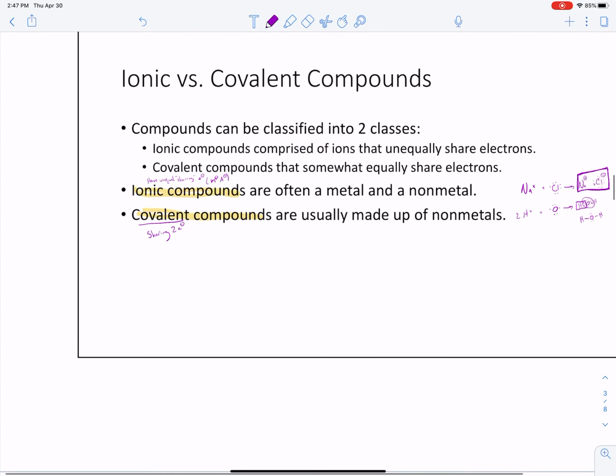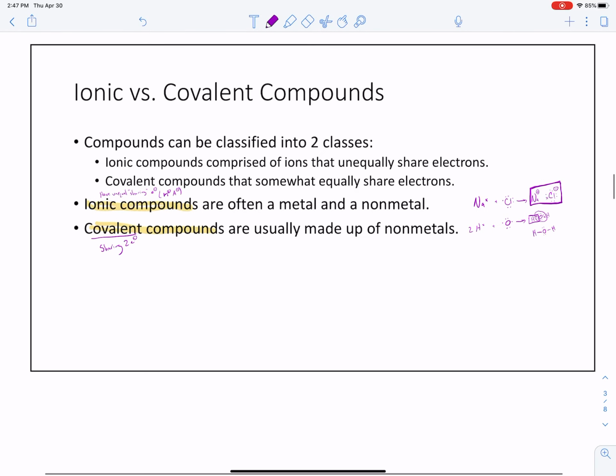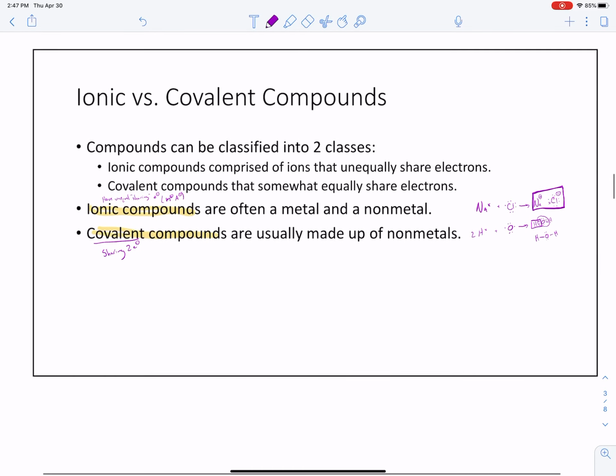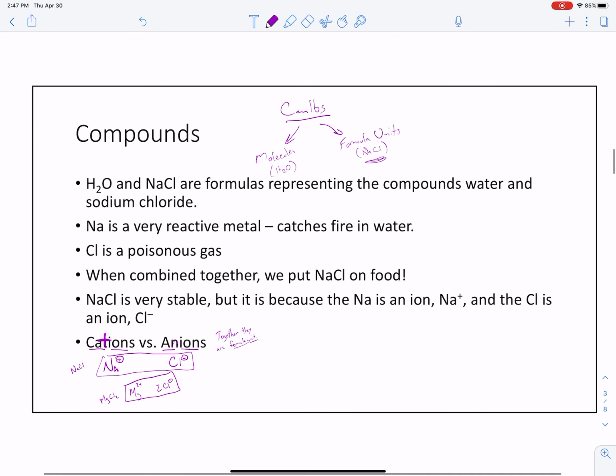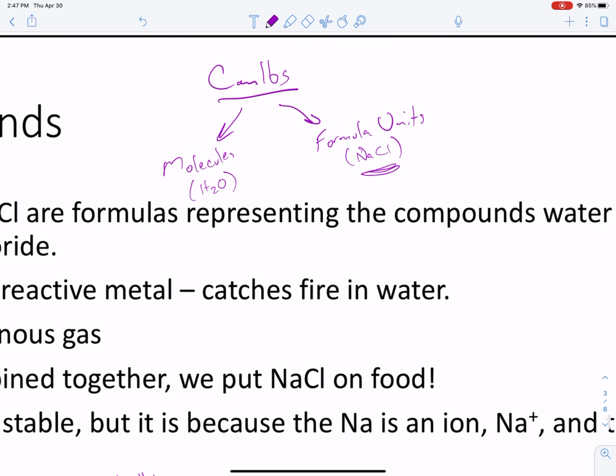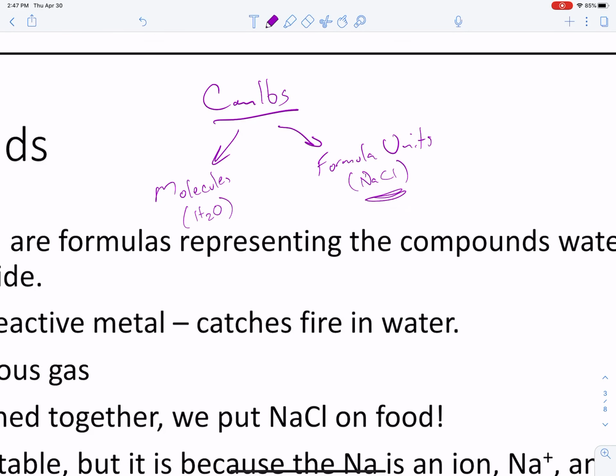So how's this going to play out? Now we have ionic compounds, we have covalent compounds. Well, if we come back up here to this thing, we can look at different classifications again, right? So formula units, these are classified as ionic compounds.